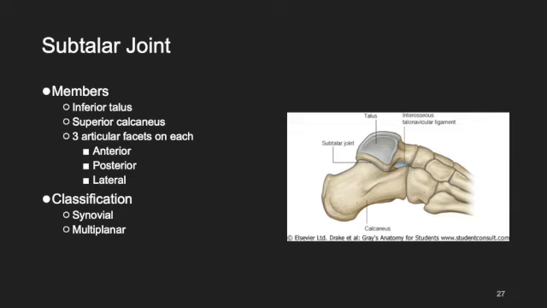Now, this is where all those great little facets, all those little articulating surfaces come in between the calcaneus and the talus. Now, we're going to classify this joint as a synovial multiplanar joint. Very important to remember because this talus is going to start sliding literally all over the place as we start moving the ankle joint around.